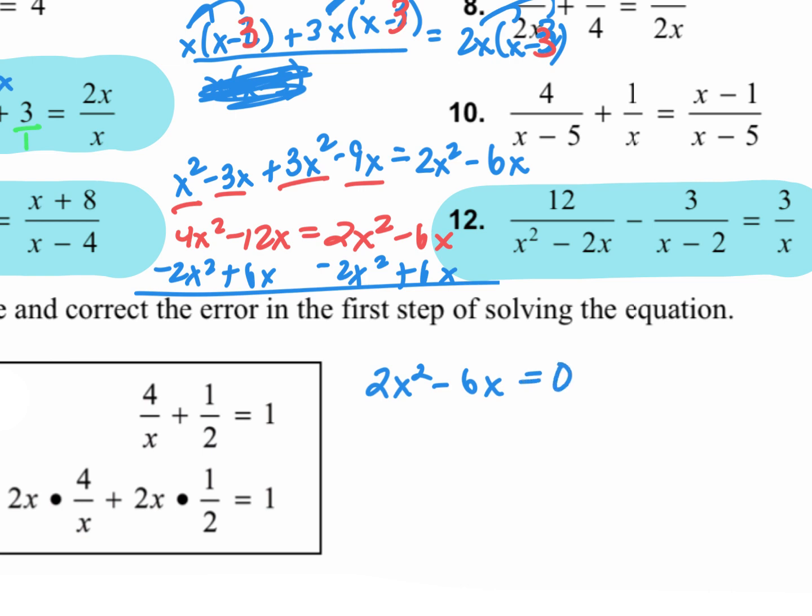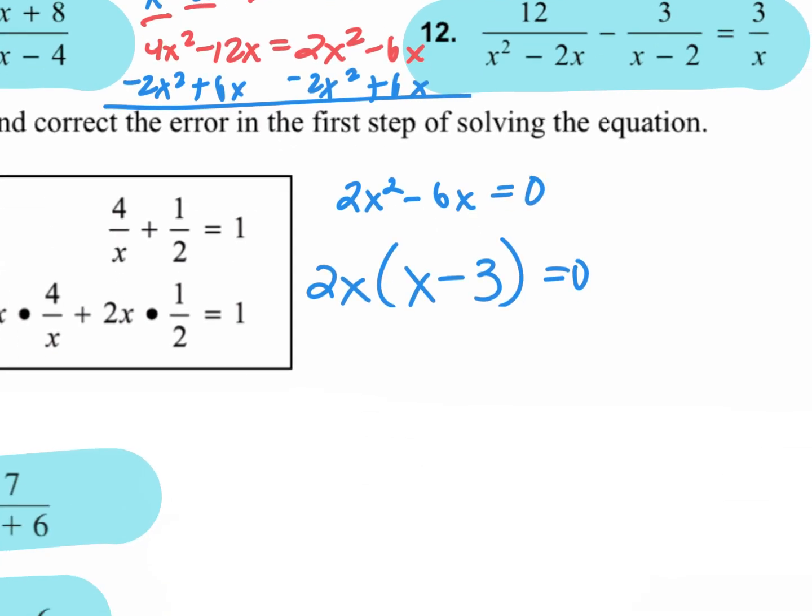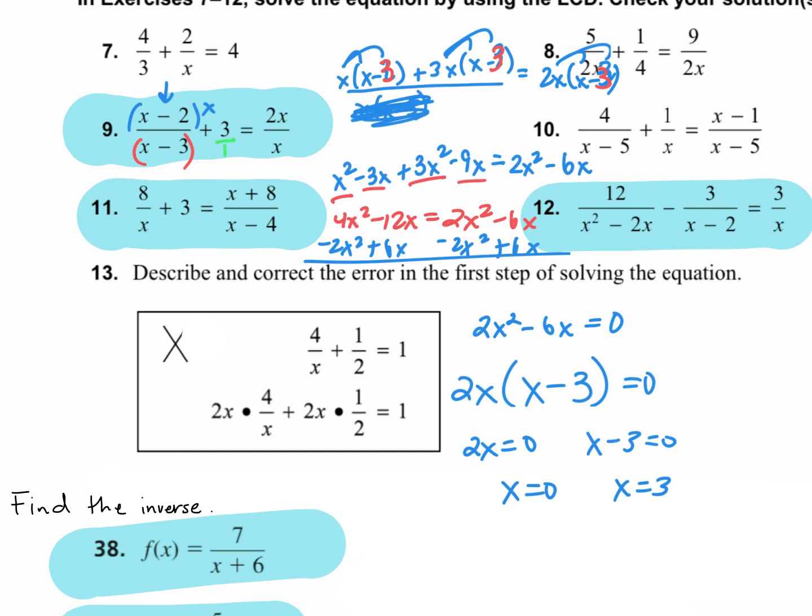Some of you got here, and then you were like, now what do I do? We factor. What do they have in common? 2x. So if I take out the 2x, I'm left with x minus what? 3. So I do what with each piece? I set each piece equal to 0. So x equals 0 and x equals 3. I have to go back up here and plug in, to make sure that either x value does not make my denominator 0.